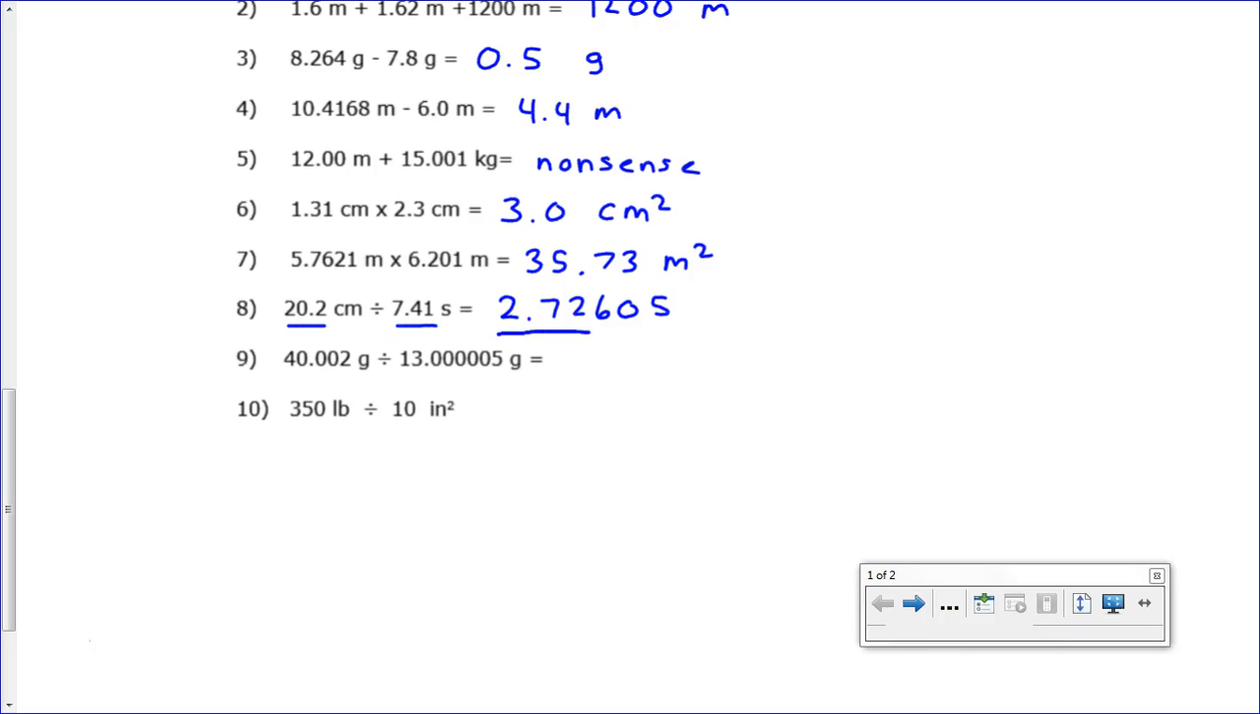Okay, what we're going to do is cut this off at 3 sigfigs. So we bring it over. That's 3 sigfigs. We cut it off here. All right, that's a 6 afterwards, so we're going to round it up. So it ends up being 2.73.